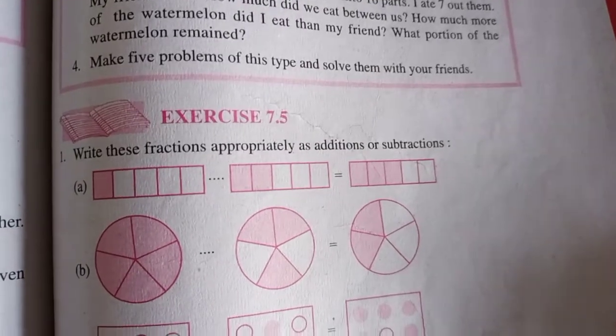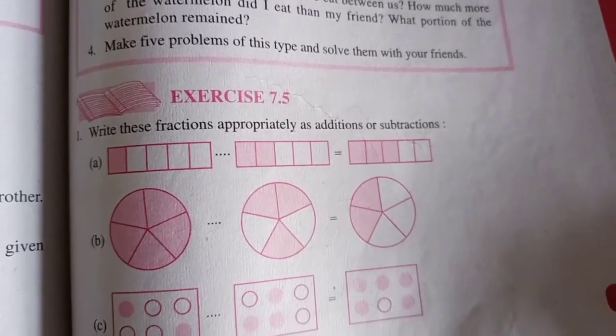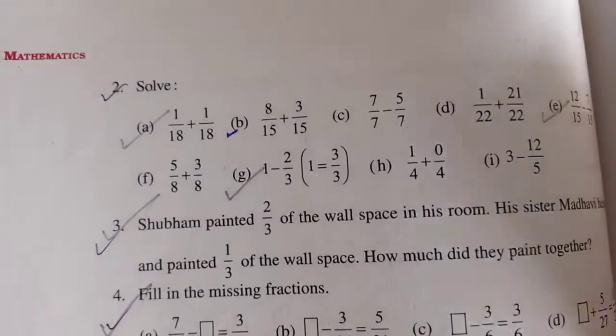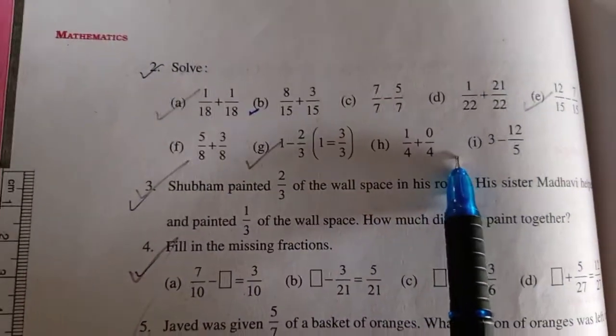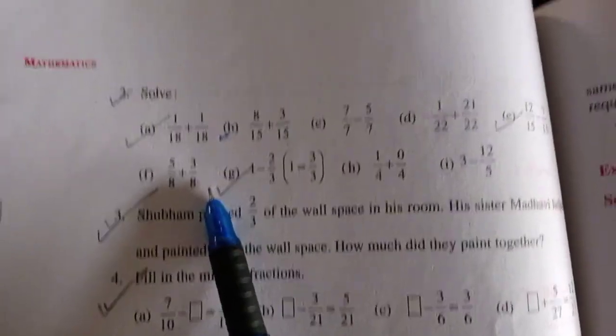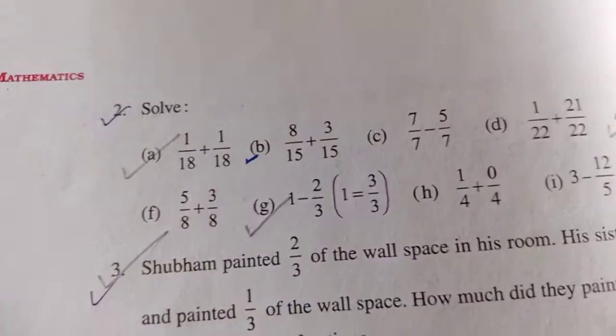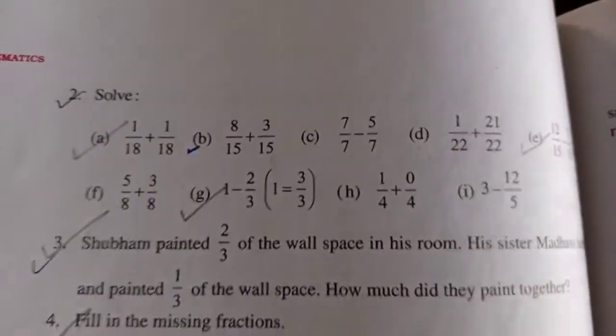Chapter number 7, Fraction, Exercise 7.5. Question number 2, solve. Now here so many parts are given till I. What the question is saying here, in this exercise you have to add or subtract the given fractions. Now you have to do the addition and subtraction.